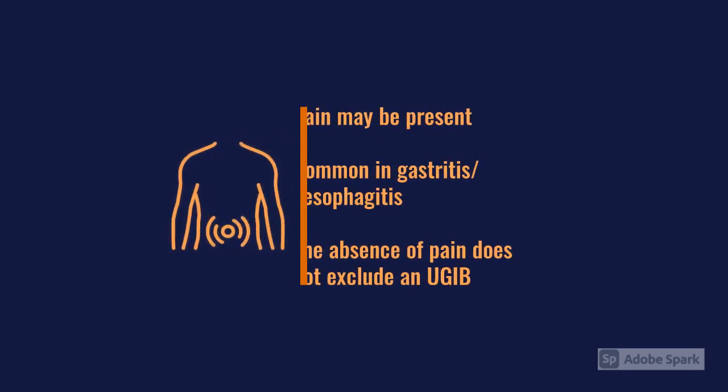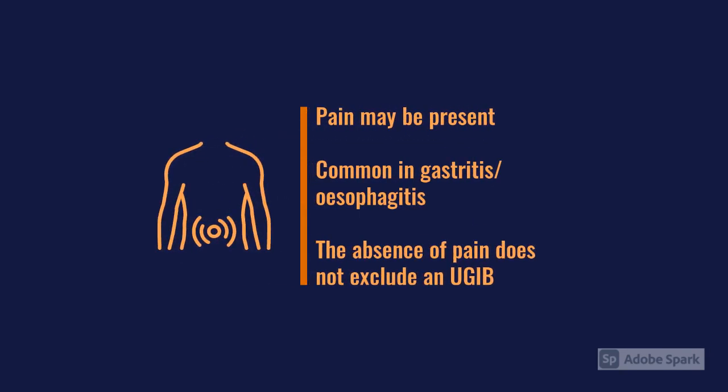Pain is an interesting one. Some patients present with pain. Pain's often a cardinal feature if they've got a gastritis or something like that. But a lot of patients can present without pain. And if it's there, it just suggests a bit of inflammation, so it might be good to give that patient a PPI alongside some analgesia. If there's no pain present, it doesn't exclude an upper GI bleed.